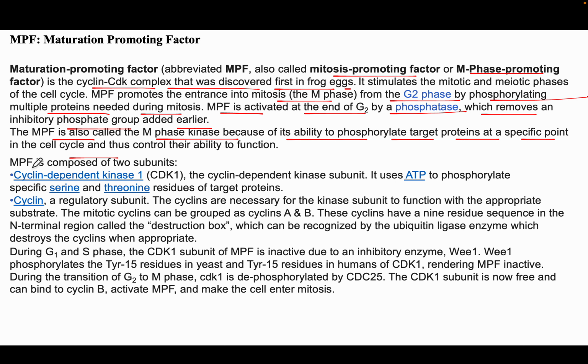As we were discussing, MPF is composed of two subunits. One is cyclin dependent kinase 1, the cyclin dependent kinase subunit, also called CDKs. Kinase means it has a role in phosphorylating target proteins. It uses ATP to phosphorylate specific serine or threonine residues of target proteins. And another subunit is cyclin, a regulatory subunit. The cyclins are necessary for the kinase subunit to function with the appropriate substrate.